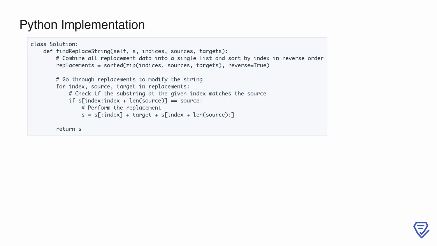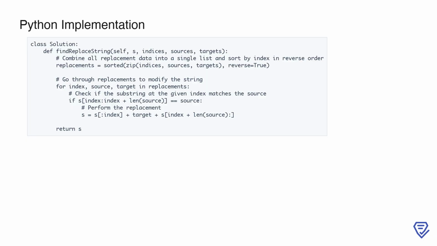Sorting in reverse ensures that performing replacements does not affect the positions of the remaining indices in the string. For example, modifying earlier parts of the string first might shift later indices, causing incorrect replacements. Next, the function iterates over the sorted replacement list. For each tuple, index, source, target, it checks if the substring of s starting at index matches source. If it matches, the function performs the replacement using string slicing. The string s is updated by concatenating the portion before index, the target, and the portion after the replaced substring. Finally, the modified string s is returned as the result.